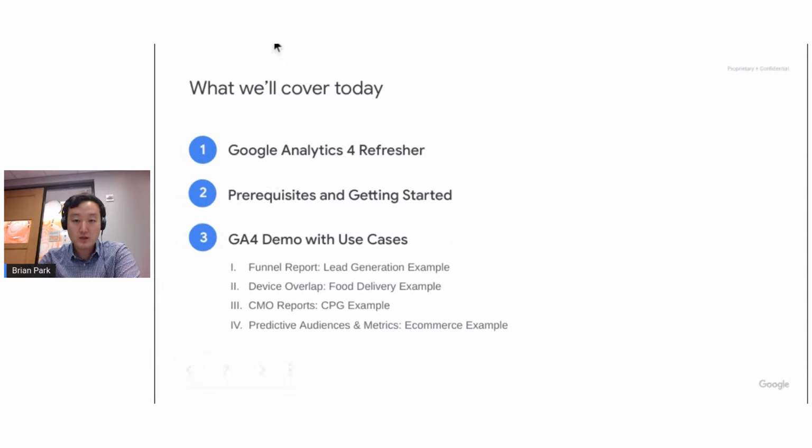In terms of what we'll cover today, 3 key things. One, we'll do a quick refresher on Google Analytics 4. We'll talk about how it differs and evolves from Universal Analytics. 2, we'll talk a little bit about prerequisites and how to get started. So, what are the steps to turn on Google Signals, how to get linking set up.